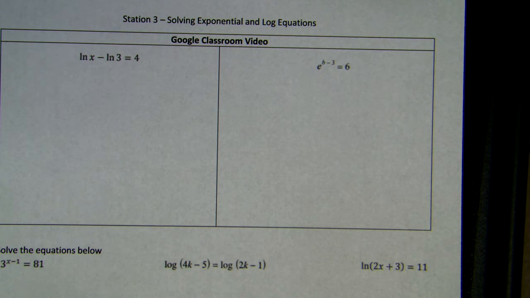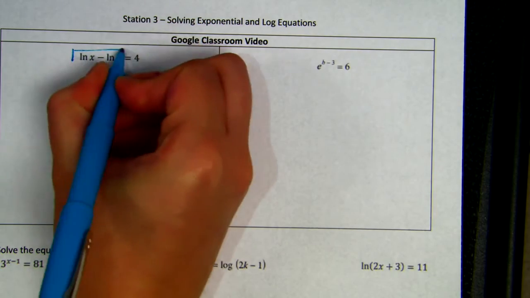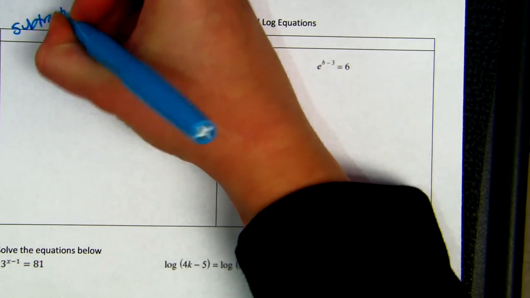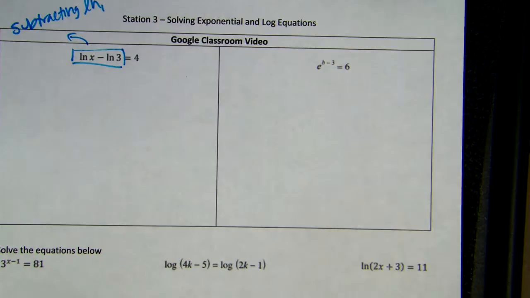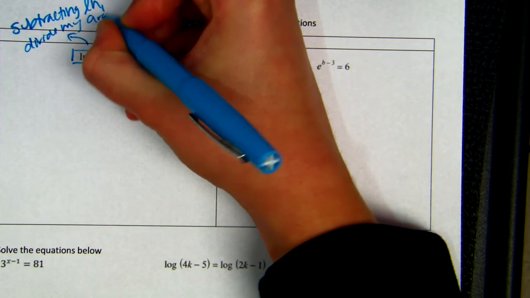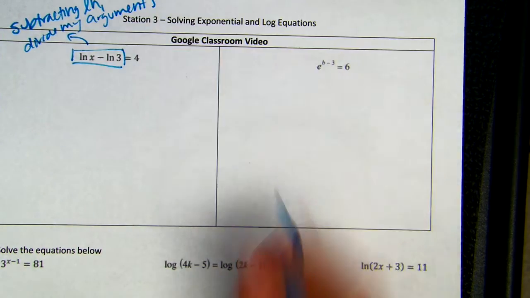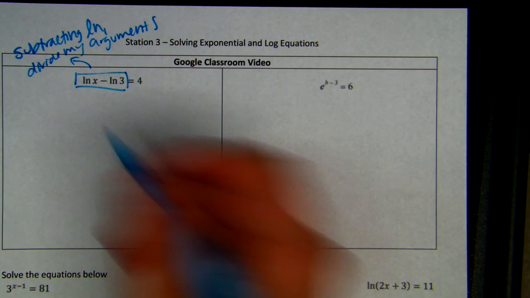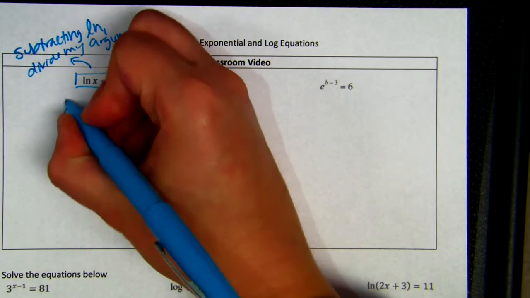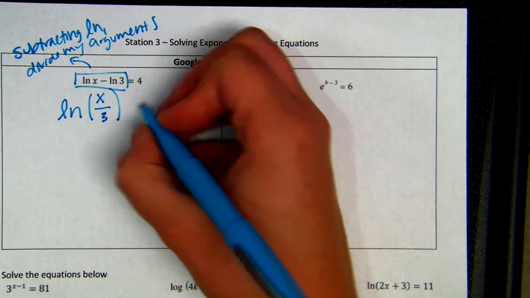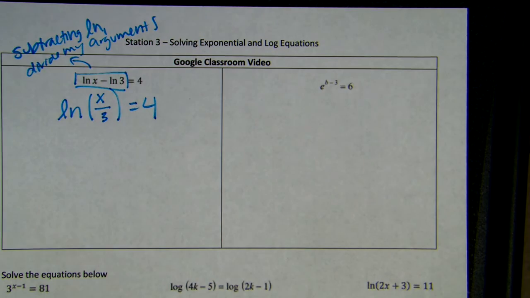So the first thing I see when I look at this is on this side, I am subtracting my logs. So that means I divide my arguments. I'm going to move that down a little bit so you can see that. So subtracting my logs, I'm going to divide my arguments. So I have natural log of x divided by 3 equals 4. So we're feeling pretty good about this.